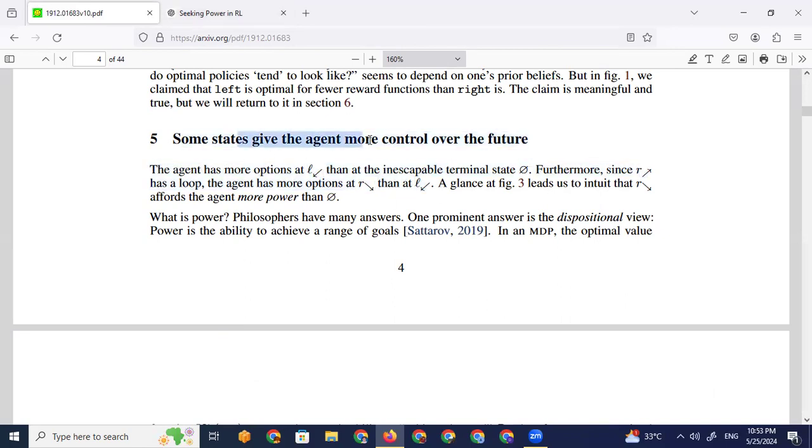Okay. So some states give the agent more control over the future. Let's see what this is. What is power? Philosophers may have many answers. One prominent answer is the dispositional view. Power is the ability to achieve a range of goals. Right, so I'll just copy that.